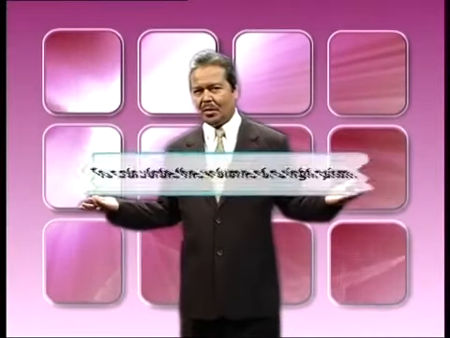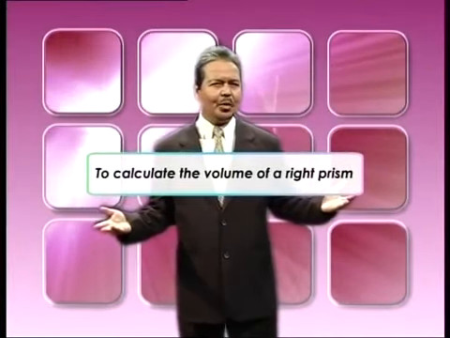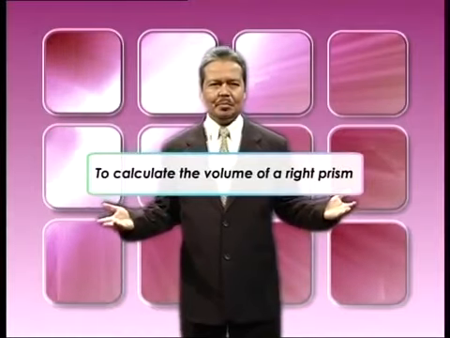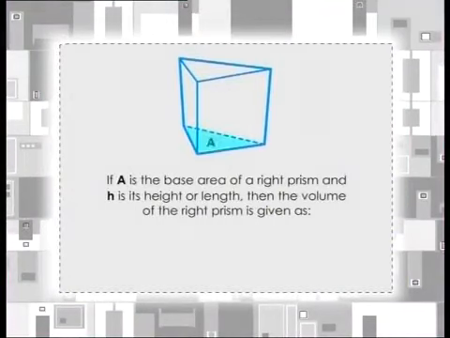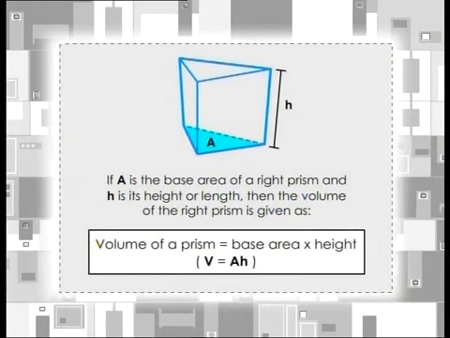If we are given the right prism, how are we going to calculate the volume of the prism? If A is the base area of a right prism, and h is its height or length, then the volume of the right prism is given as volume of a prism equals base area times height, or V equals A times h. V equals Ah.